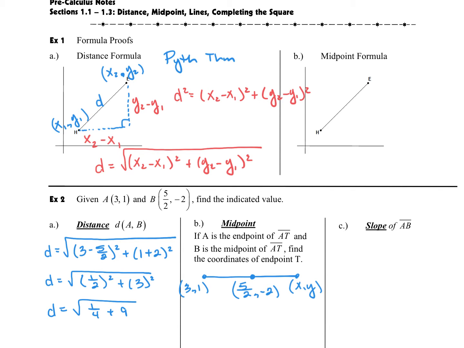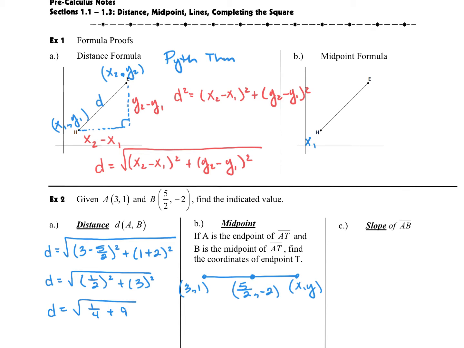So hopefully this is going to help you remember why each of these terms need to be squared, why they need to be subtraction inside those parentheses, and why this is a plus, because the whole thing is really the Pythagorean theorem.